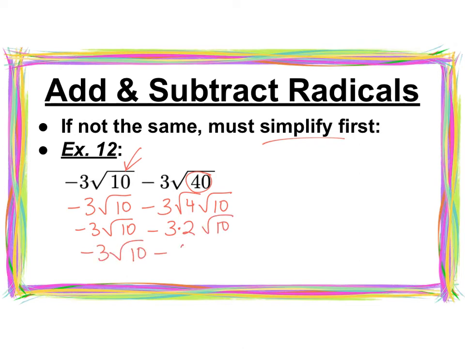So that part ends up with 6 root 10. Now I have both of them with the same radicand. So negative 3 minus 6 is a negative 9 root 10.